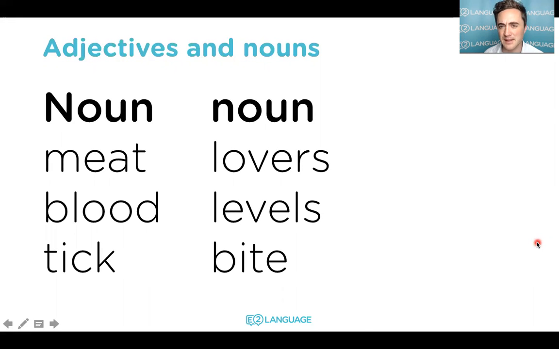So if we look at these examples like meat lovers, blood levels, and tick bite, we've got noun with noun, like two nouns together. But when two nouns come together, like meat lovers, it turns into an adjective. It actually functions as an adjective. So although it's a noun, in the context, meat lovers, blood levels, tick bite, it actually starts to function as an adjective. It describes the other noun, even though it's a noun itself.